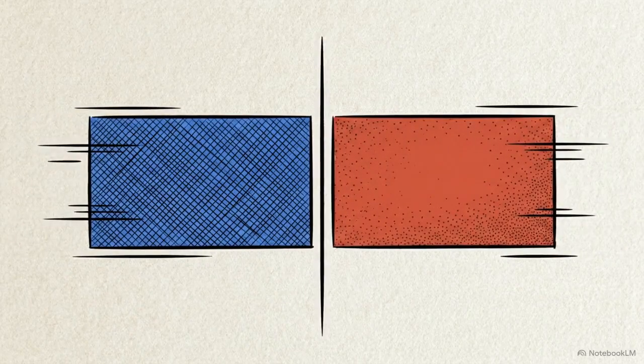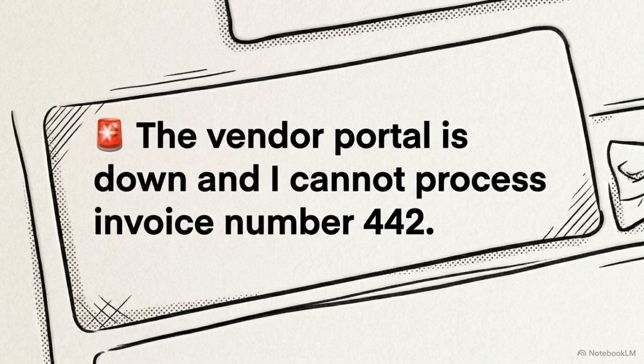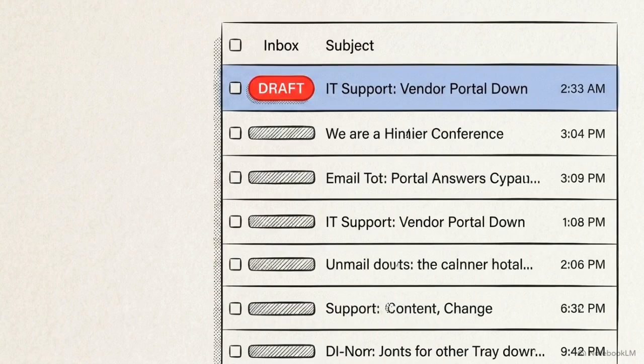Let's run a live test. We will split the screen here to watch the whole process. On the left, we will trigger the flow by dropping a mock emergency message into our corporate Google Chat space. We will type, "Urgency, the vendor portal is down and I cannot process invoice number 442." Instantly, look at the result on the right. A fully formatted draft email materializes in the Gmail inbox.